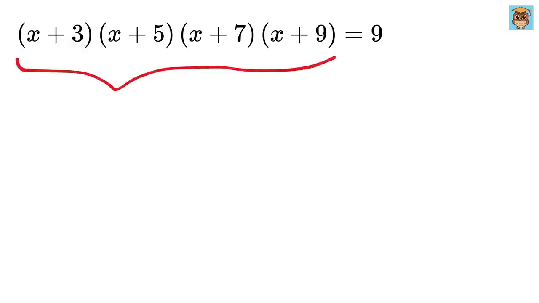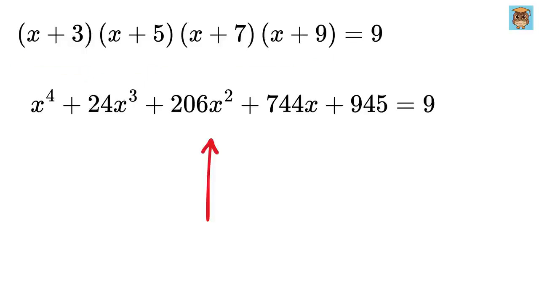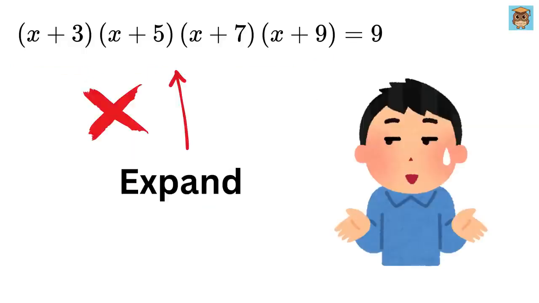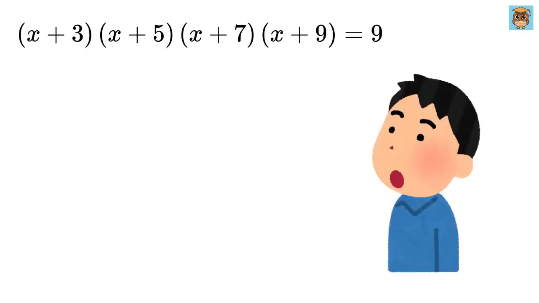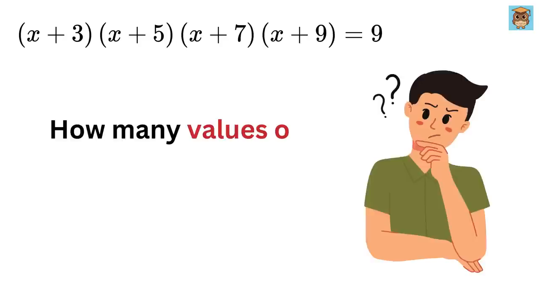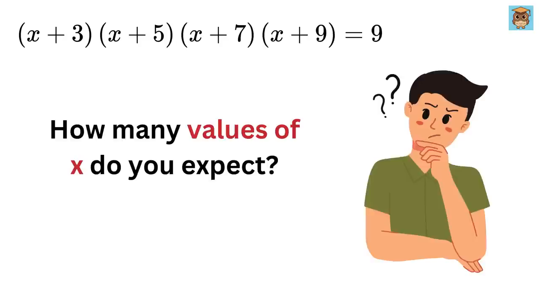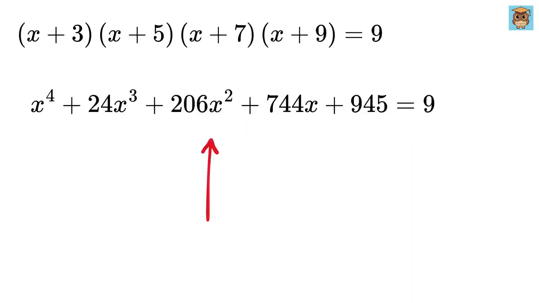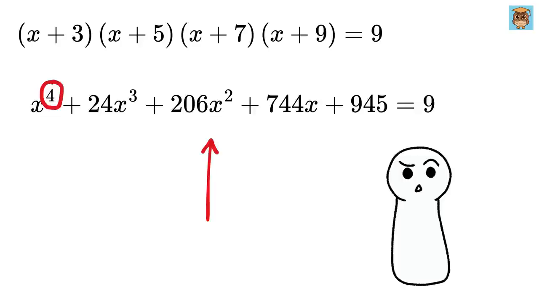Because after expanding this expression, we will get this quadratic expression which becomes insanely difficult to solve. So expanding it might not be the most helpful approach here. By the way, take a moment to look at this quartic expression. What do you think? How many values of x do you expect we'll get? Since the degree here is 4, it's natural to assume we'll get 4 values for x. Or do we?